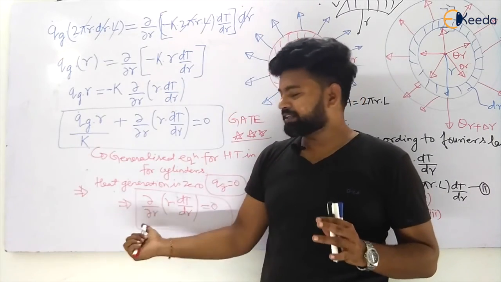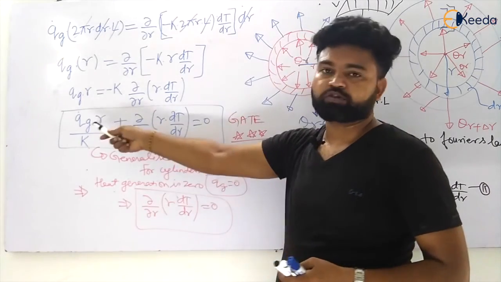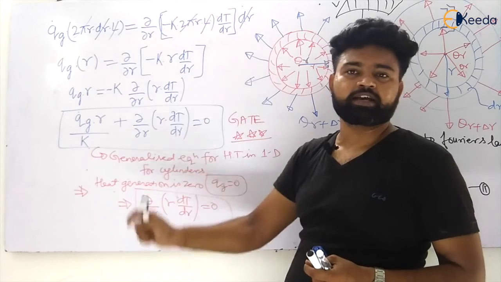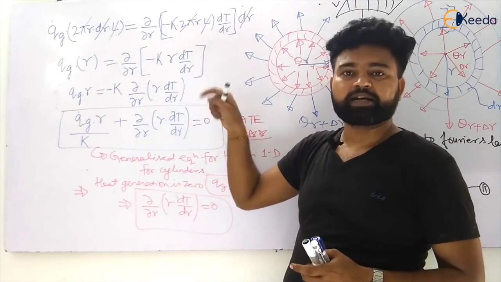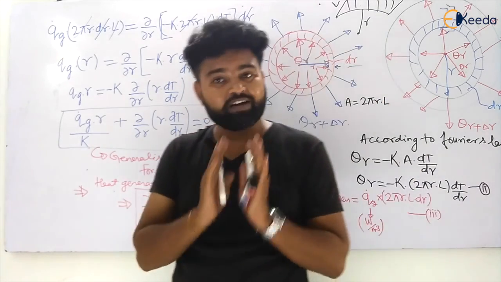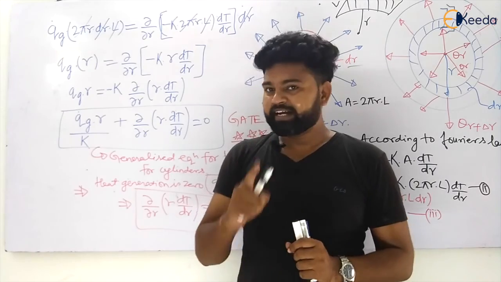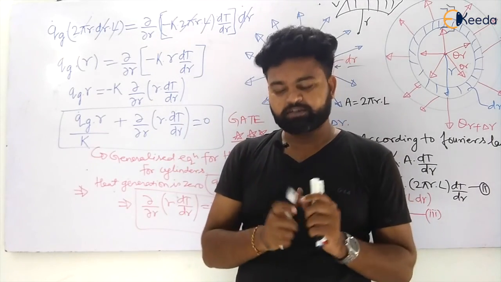So my dear students, I hope you have got the concept of how it is derived, and this will be the equation you have to remember: Qg into R upon K plus del by del R of R into dt by dr is equal to 0. So this will be your equation for the cylinders, and you have to remember it for your GATE. So in GATE, if they are directly asking, you can integrate and you can have any value. Okay, let us see.